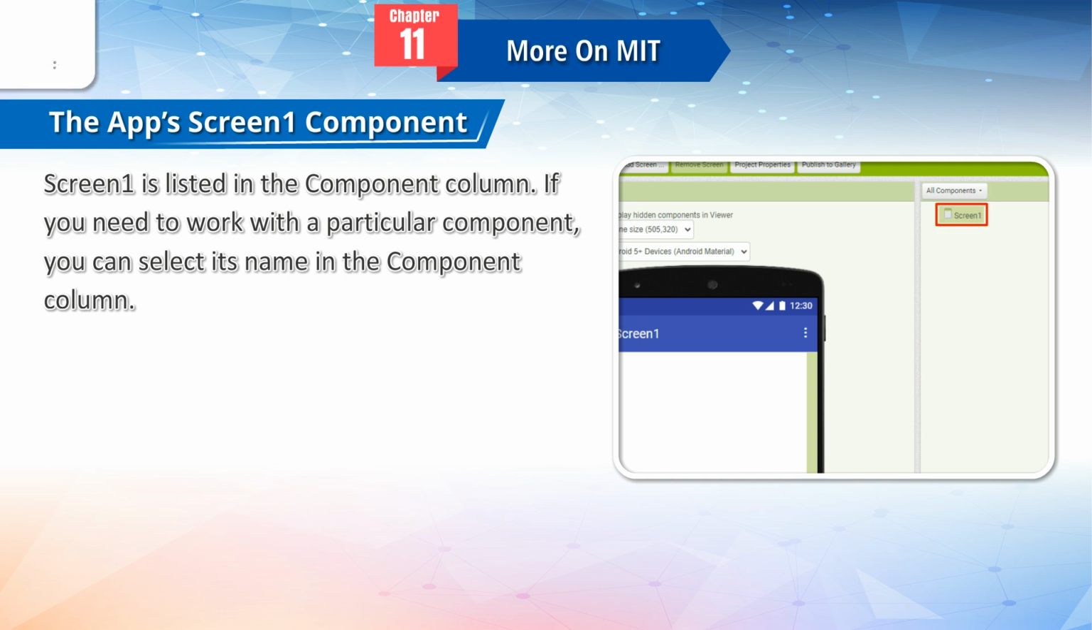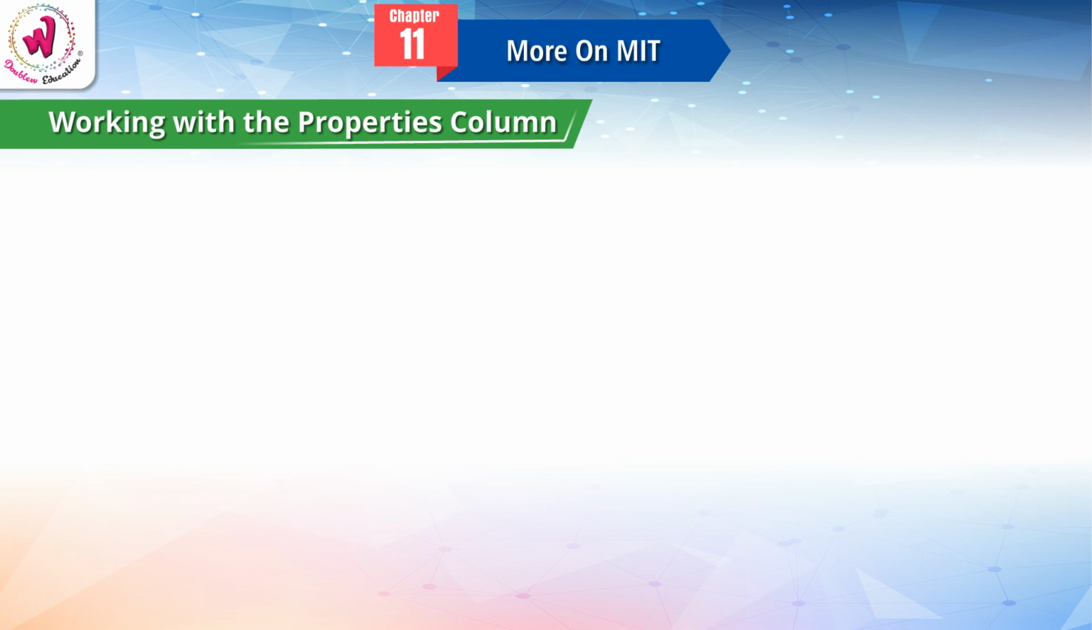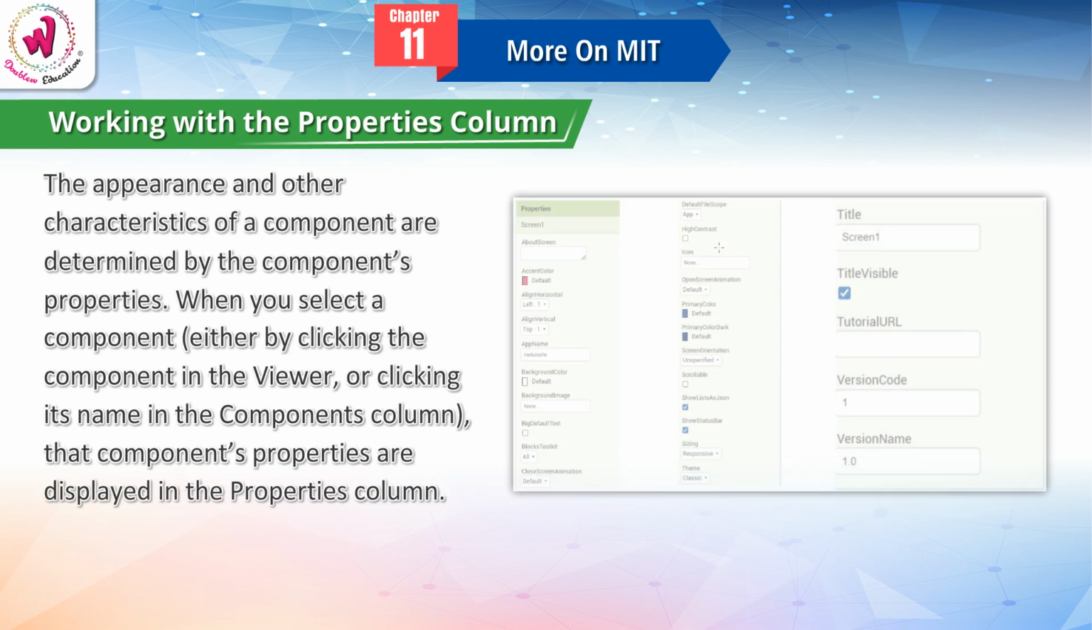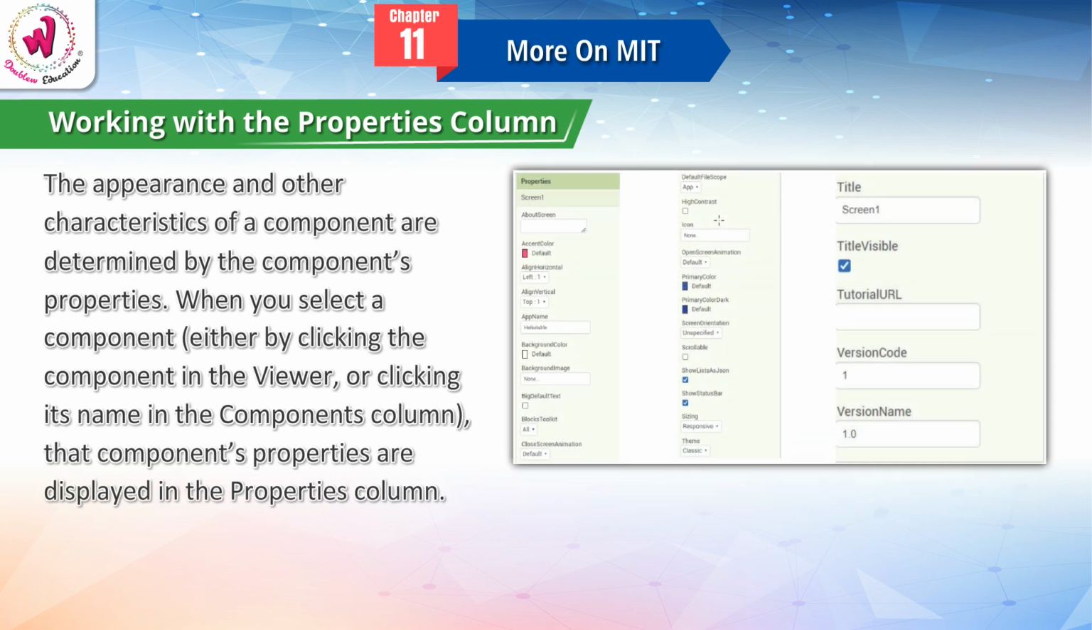If you need to work with a particular component, you can select its name in the components column. Working with the properties column. The appearance and other characteristics of a component are determined by the component's properties.